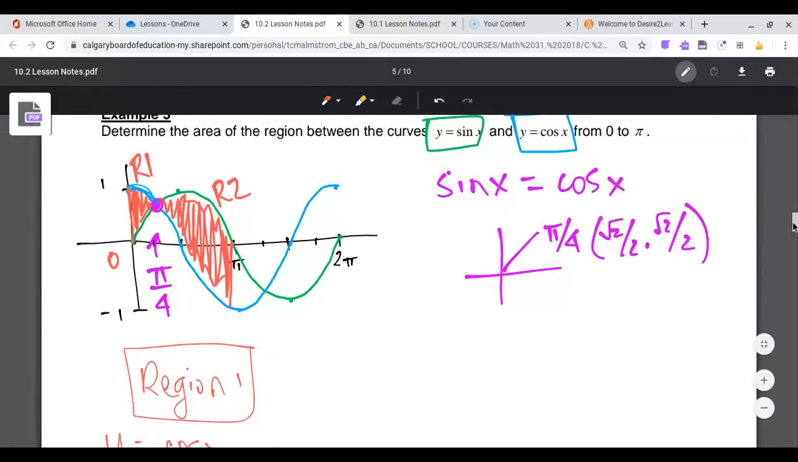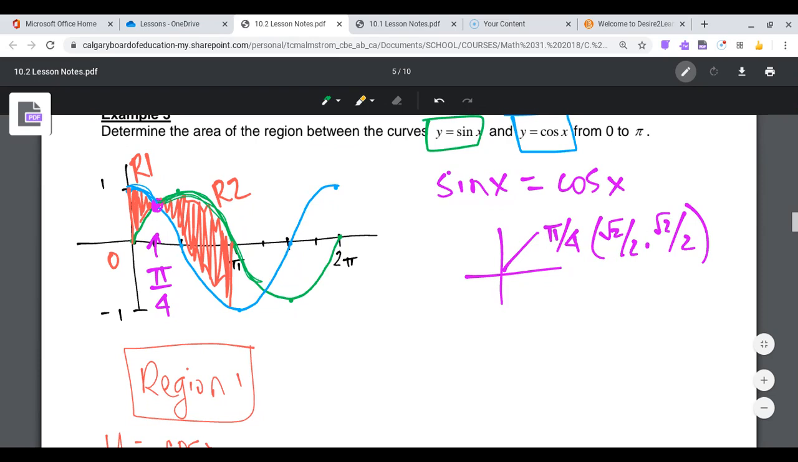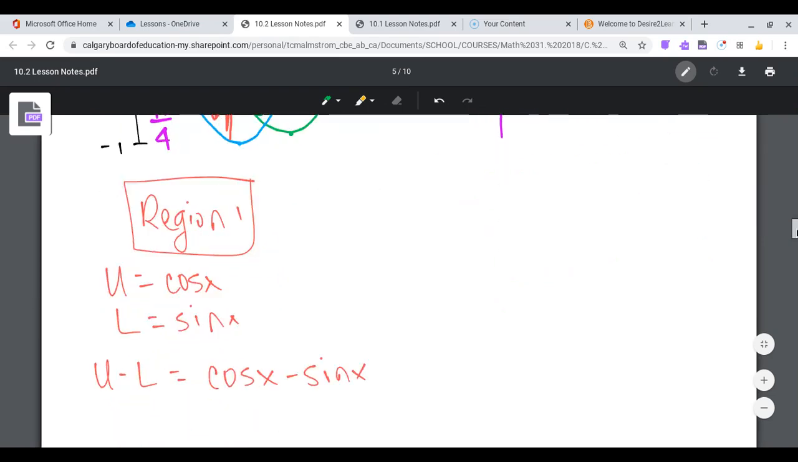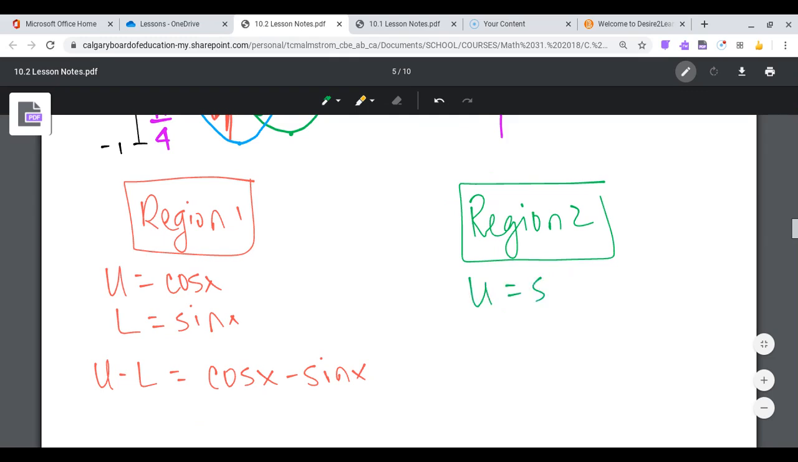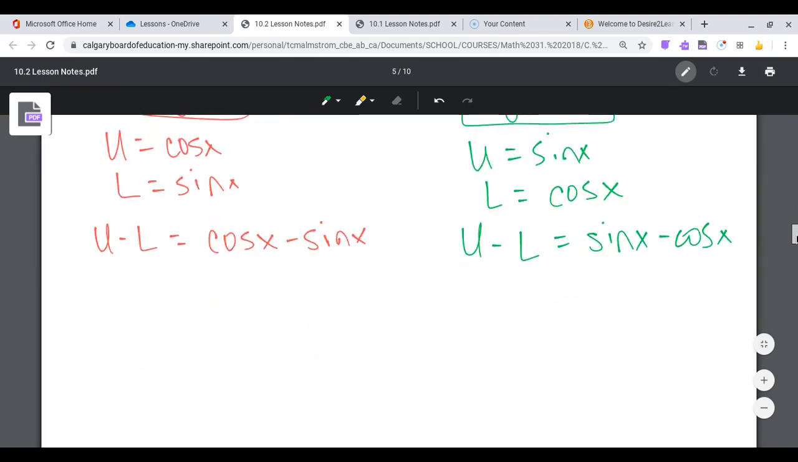And then region 2, my upper is my sine. Region 2, upper is sine. So upper is my sine, lower is my cos graph. So upper minus lower will be sine x minus cos x. Region 1 is going to go from 0 to pi on 4.